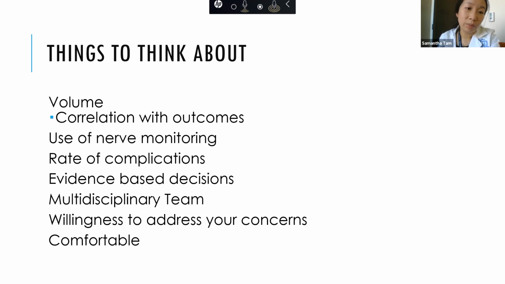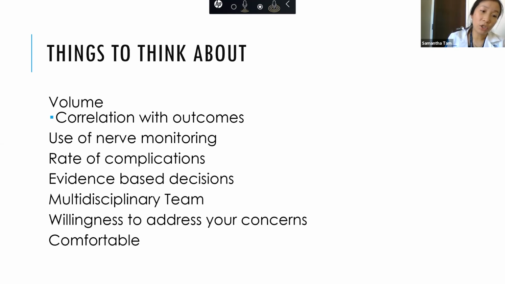You want to ask whether they'll be using nerve monitoring. You can ask about their rate of complications. You can look at how they make their decisions about whether or not to go forward with surgery. One thing I really enjoy here at Henry Ford is that we employ a multidisciplinary team. So it's not just me making the decisions about whether to take out the thyroid. Dr. Levy and her team are also very involved in talking about whether we should remove the thyroid now and how much of it we should remove.